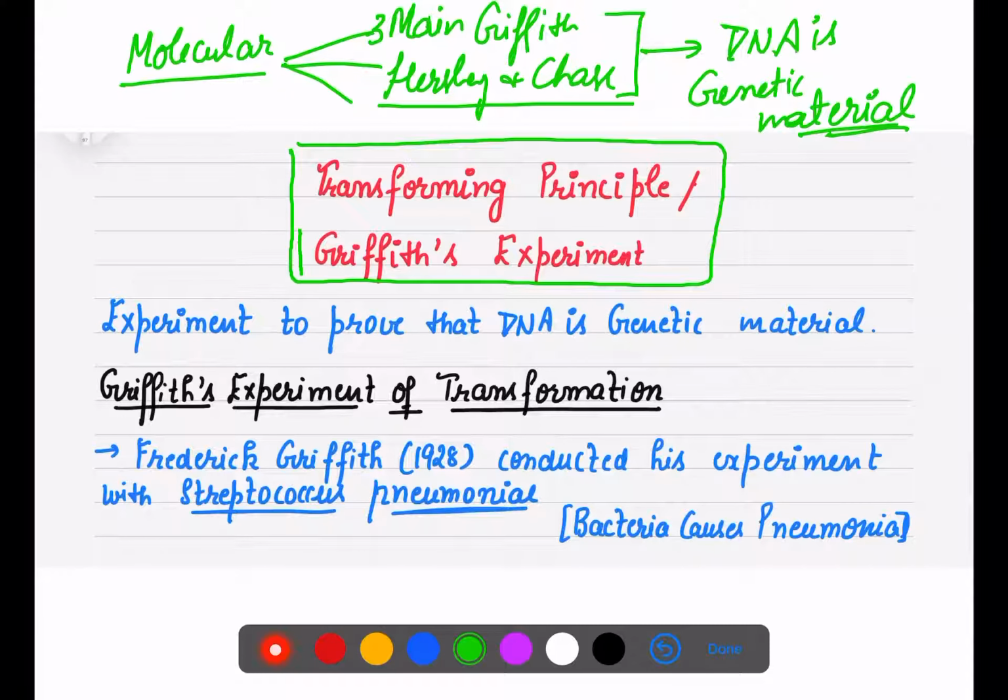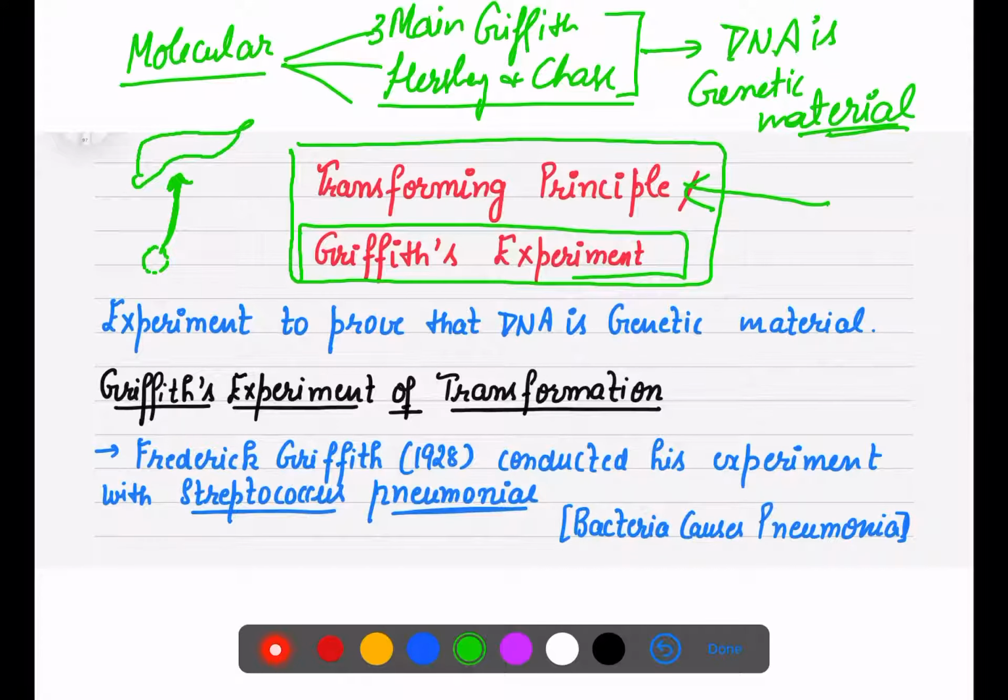Griffith's experiment has another name also. It is known as the transformation principle. Transformation means, if you have this round circle, then there should be something which is changing it into another shape. Something present in this is transforming it, right?